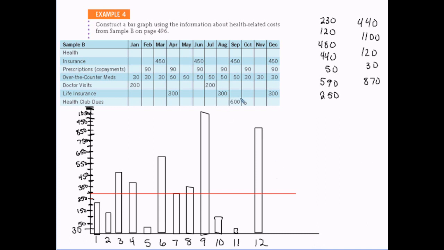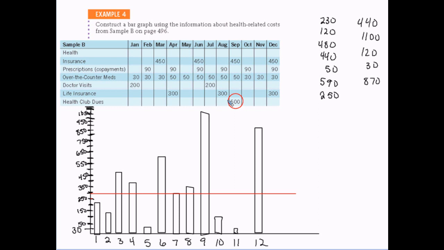So your $600 health club dues that you pay in September, don't wait till September to come up with the $600. Start putting that away. Budget it in all year, and then it's a smaller impact. It's only $50 a month that way. You set it aside. This is for health club dues. It's in the budget. It doesn't get touched. And then in September, you have $600, and it's not such a punch.